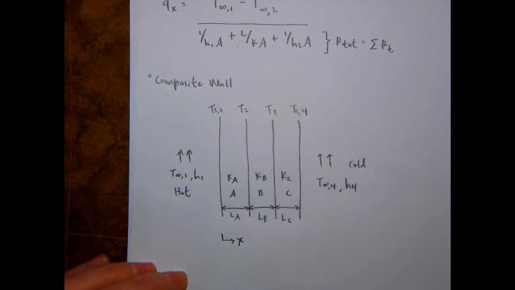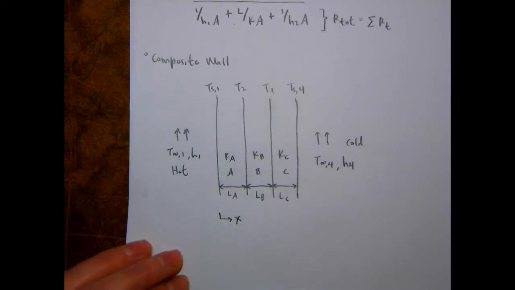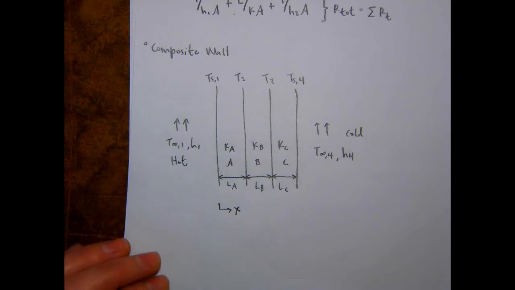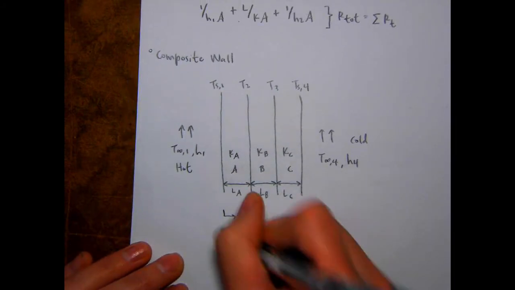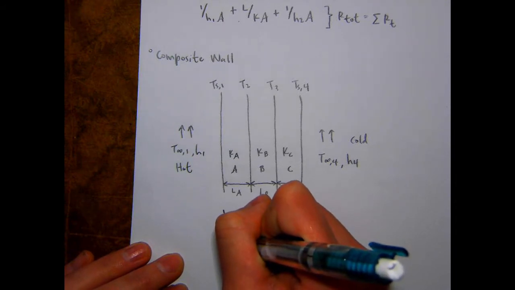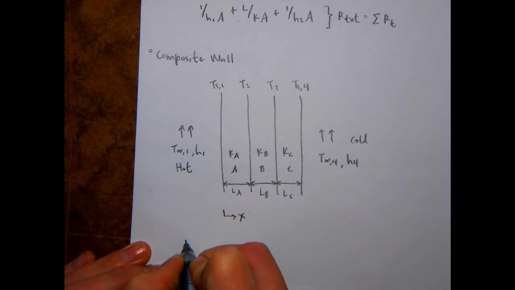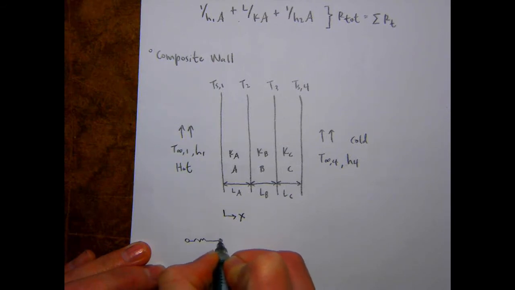And one way that is kind of helpful for getting started on writing down the entire equation for Q sub x is to draw this little thermal circuit. So basically you have a node at each temperature, a resistor, and then a node at each temperature.